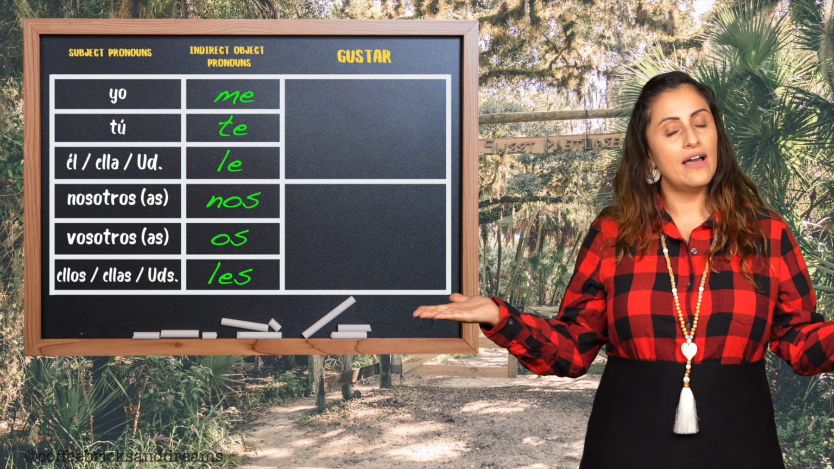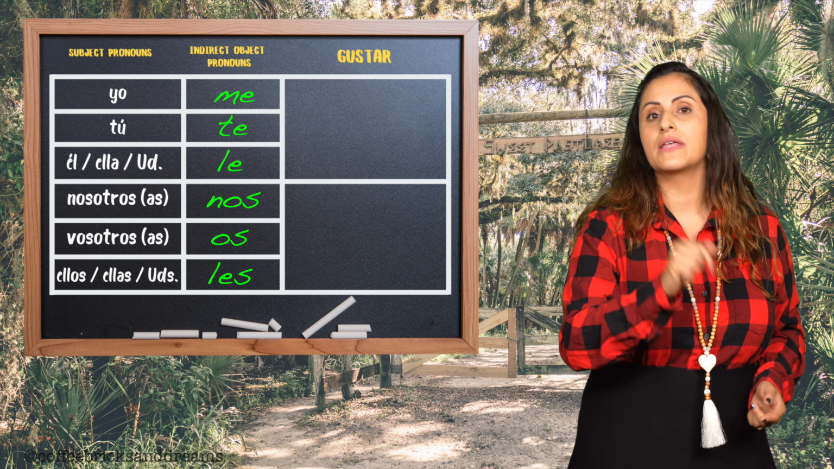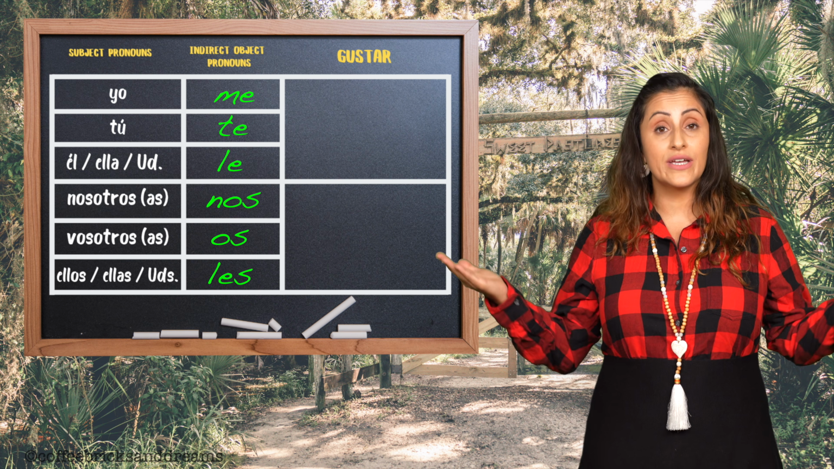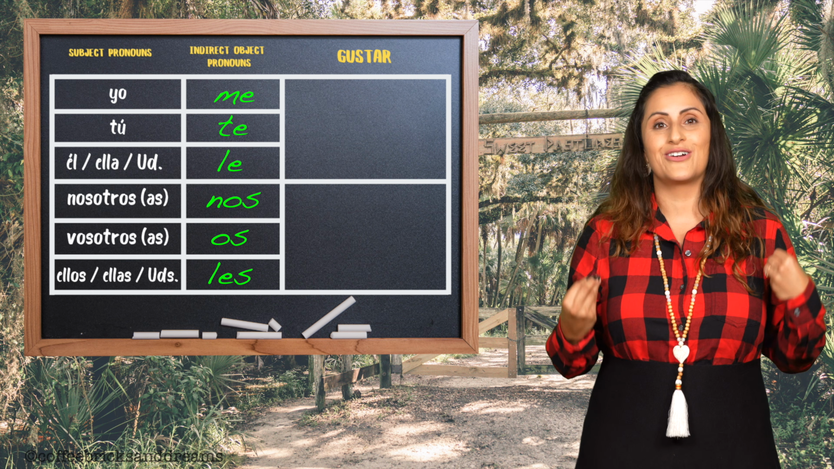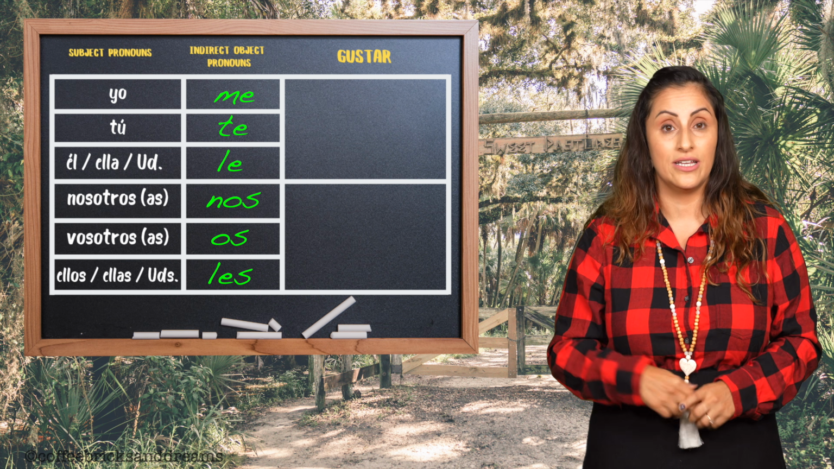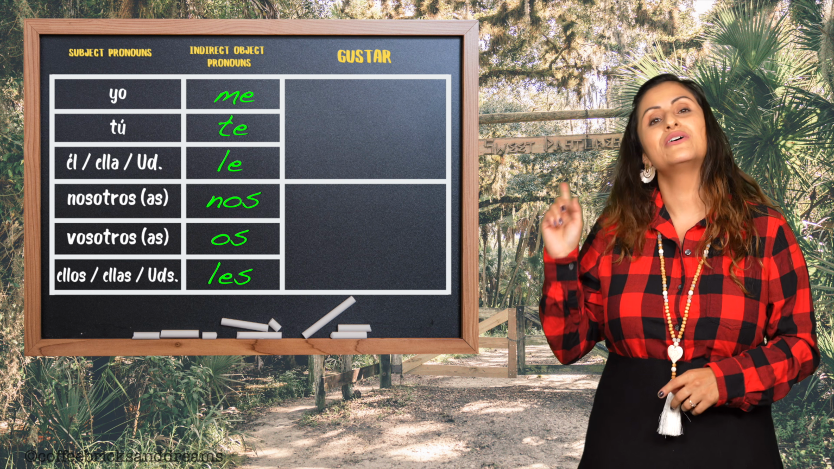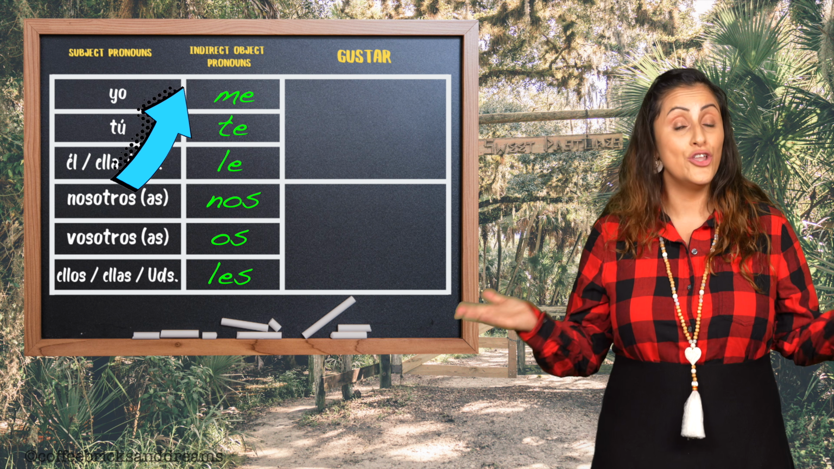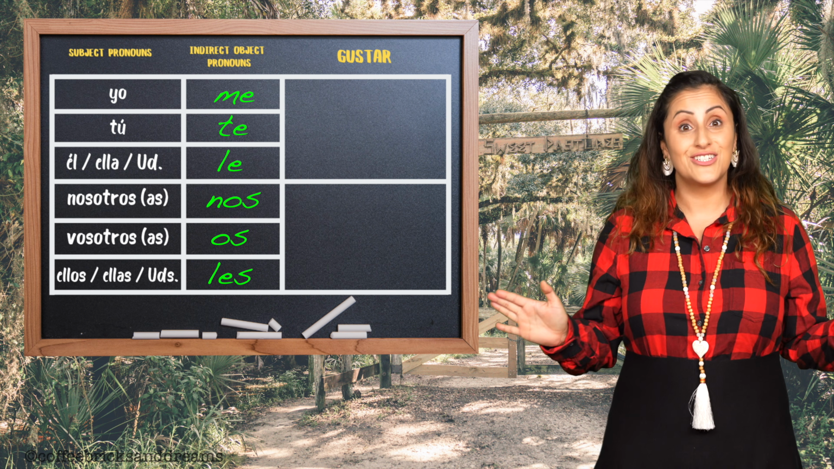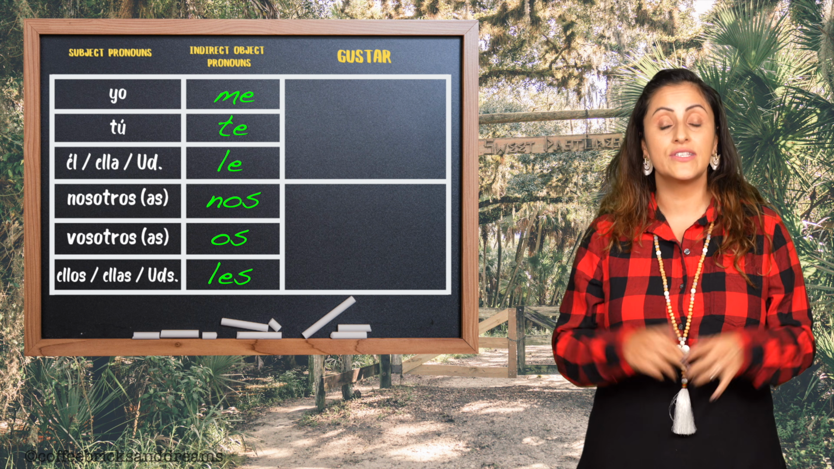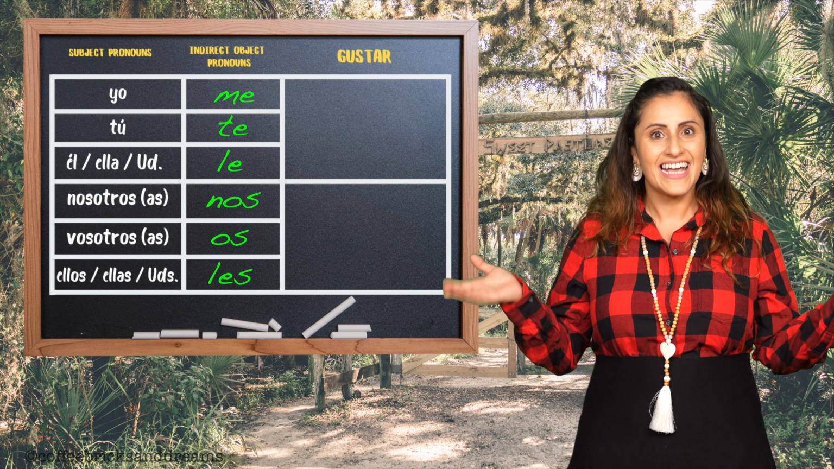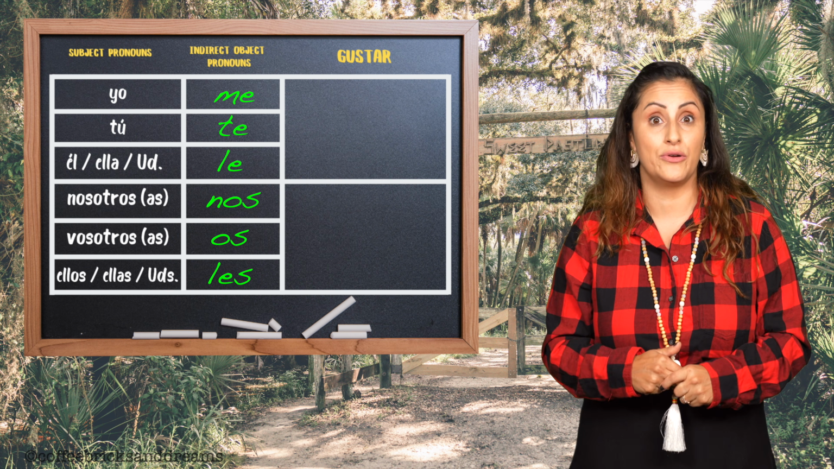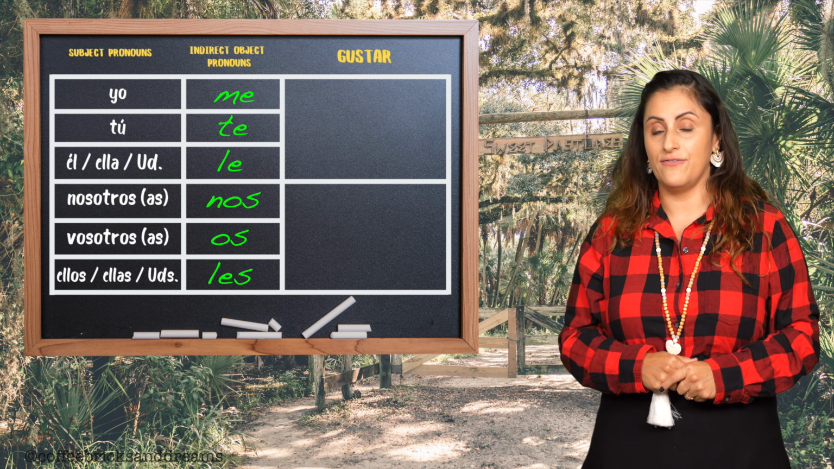Again, why do I have the subject pronouns here? Simply as reference, so that you can see who is the person that is receiving the action. But with the verb gustar, we will use these indirect object pronouns. Me, te, le, nos, os, les. Now that you know the indirect object pronouns, notice how they match that subject pronoun, that person that is receiving the action.